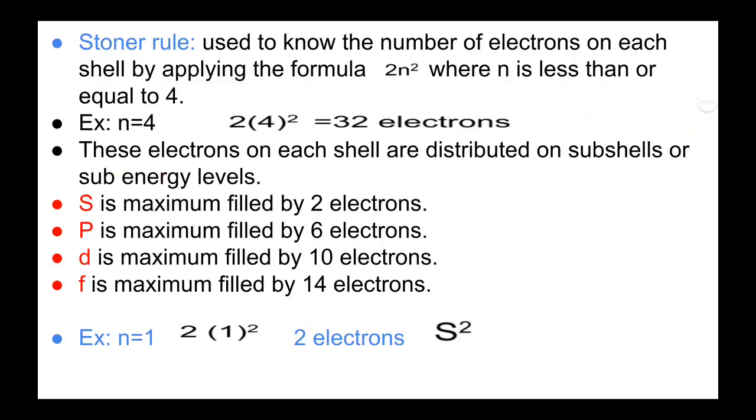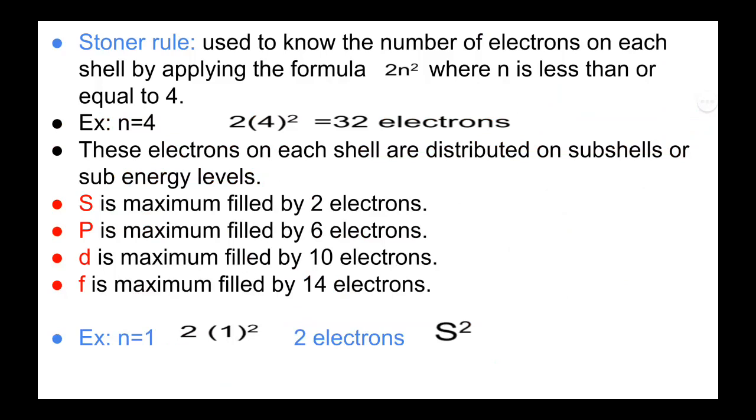Stoner rule. Stoner rule is used to know the number of electrons on each shell. How many electrons are there on each shell? We use Stoner rule by applying the formula 2n squared, where n is mainly less than or equal to 4. That is what we're going to use. Now n can be 5, 6 or 7, but we mainly use till 4.